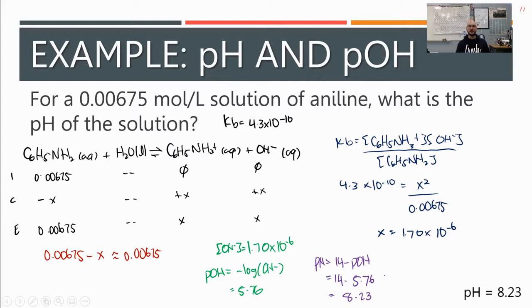Before I'm done, is this a reasonable answer? Again, it tells me that it's a weak base. From my reference book here, I know that aniline is a weak base, which means that it should be somewhere close to that 7. Higher than 7, but around that 7, and 8.23 certainly fits that.